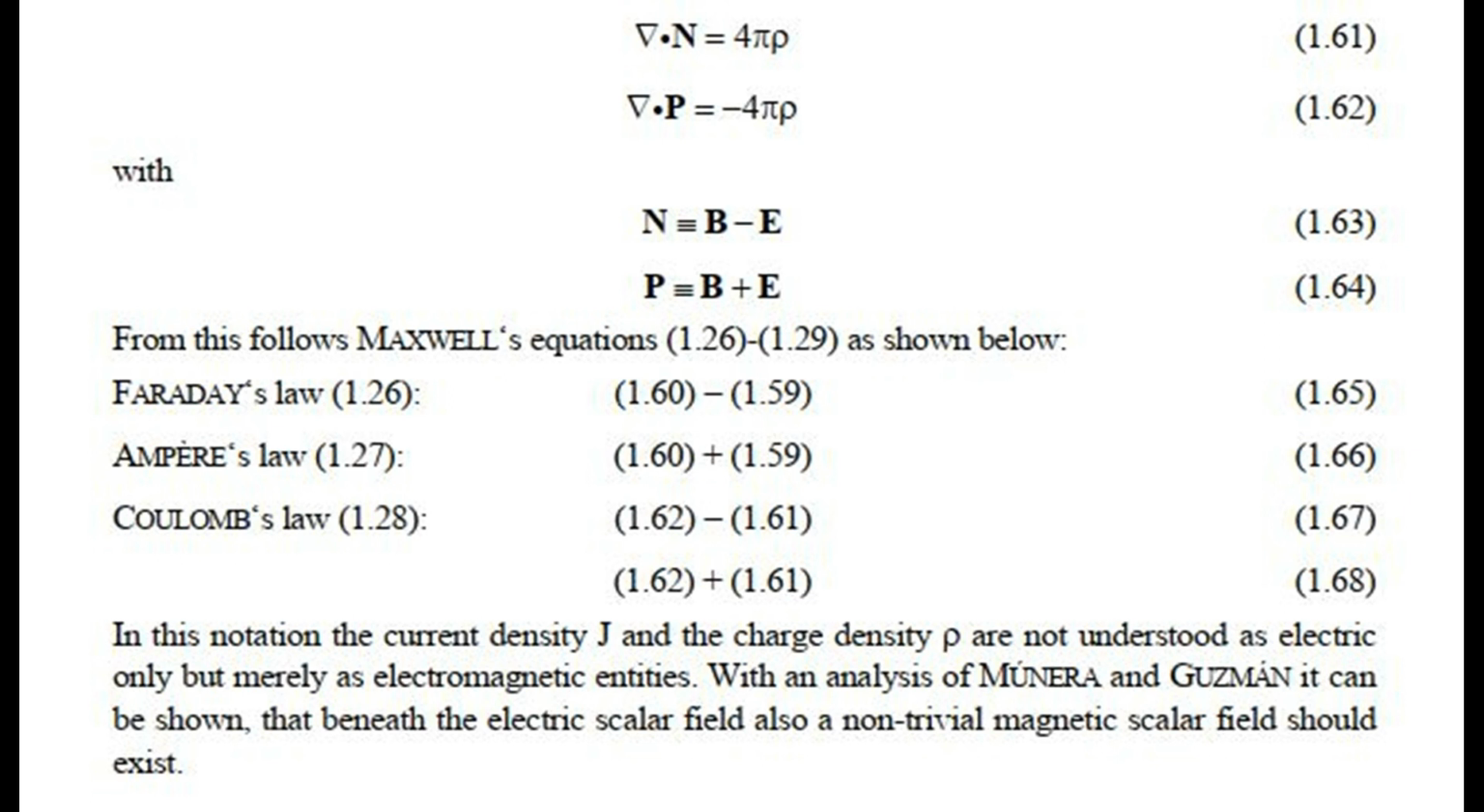In this notation the current density J and the charge density R are not understood as electric only but merely as electromagnetic entities. With an analysis of Munera and Guzman it can be shown that beneath the electric scalar field also a non-trivial magnetic scalar field should exist.